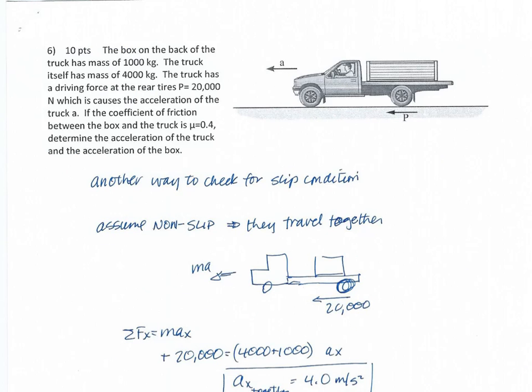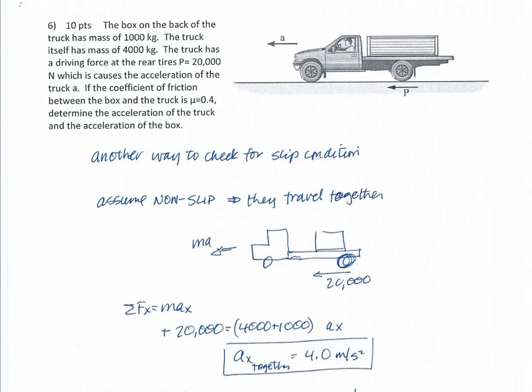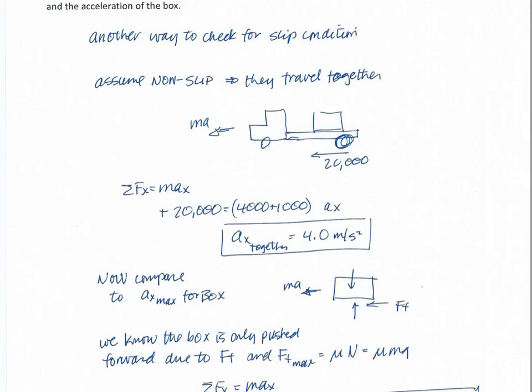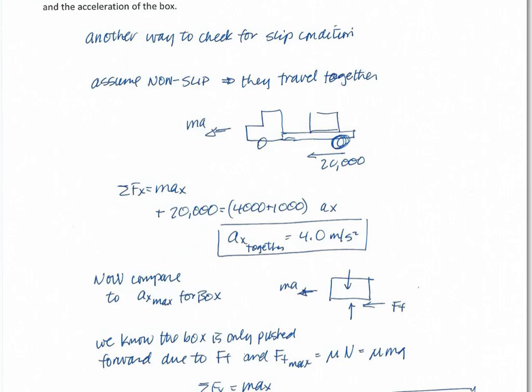Another way to check for the slip condition is to assume non-slip. Now, in the previous solution, I said I'm going to assume it's slipping. Another way to do it is to assume that it is not slipping. And then you say, if they travel together, that means that they're not slipping. And I can say that if they travel together, I have a 20,000 Newton pushing force. I know that they move together, and then I put both masses in my mass times acceleration equation, and I said that the acceleration, if they travel together, is 4 meters per second squared.